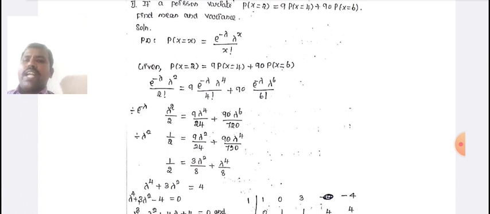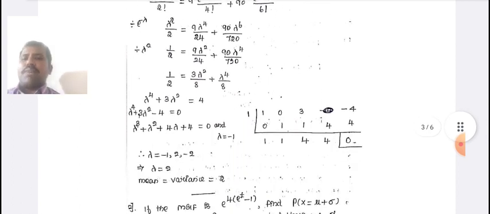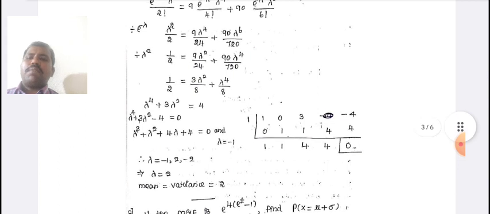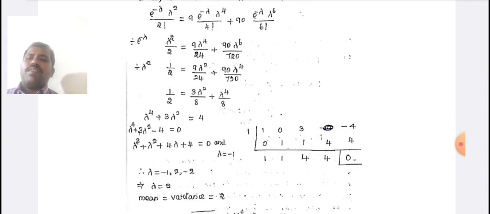Substituting these x values, we get lambda power 4 plus 3 lambda squared equal to 4. Substituting and simplifying, we get lambda cube plus lambda square plus 4 lambda plus 4 equal to 0, and lambda equal to minus 1. Factorizing, we get lambda equal to minus 1, 2, and minus 2. Therefore, we have to take the lambda value that is positive, so mean and variance equal to 2.